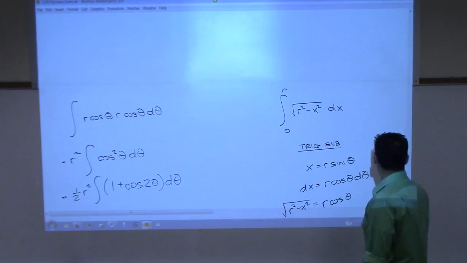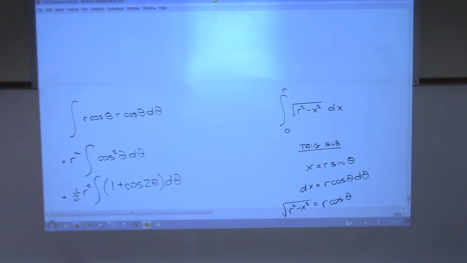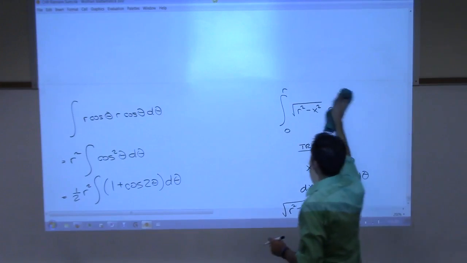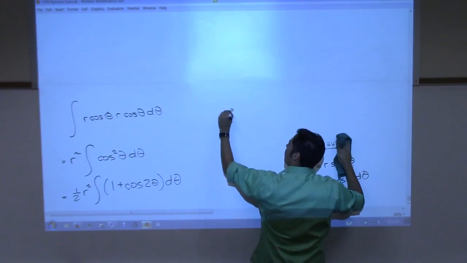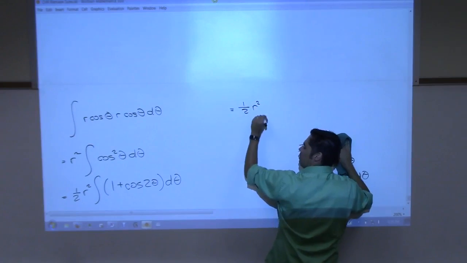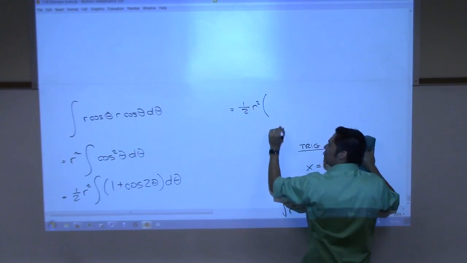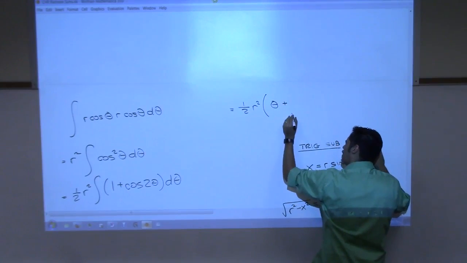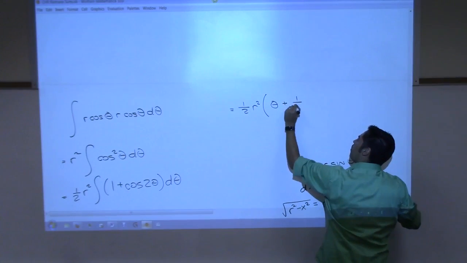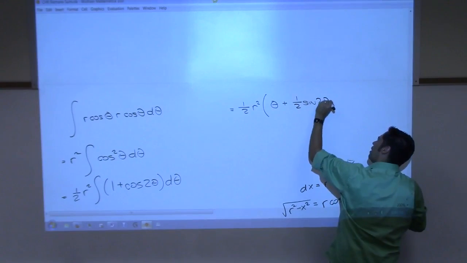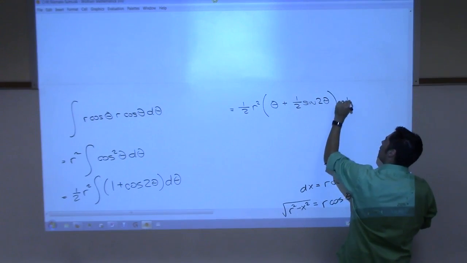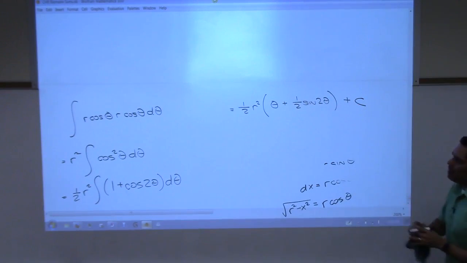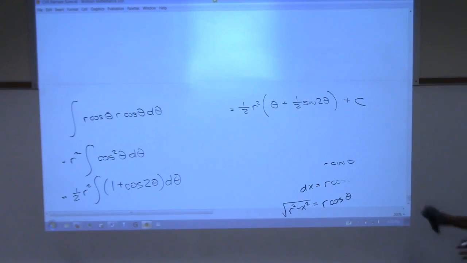Can you integrate those term by term? Okay, what's the antiderivative of 1? 1/2 r squared. Actually taking the antiderivative now, so theta, and then the antiderivative of cosine 2 theta is 1/2 sine 2 theta, and then I would have plus c, right? But that's because I've switched back to an indefinite integral just so I can find the antiderivative. That's all I'm doing right now.